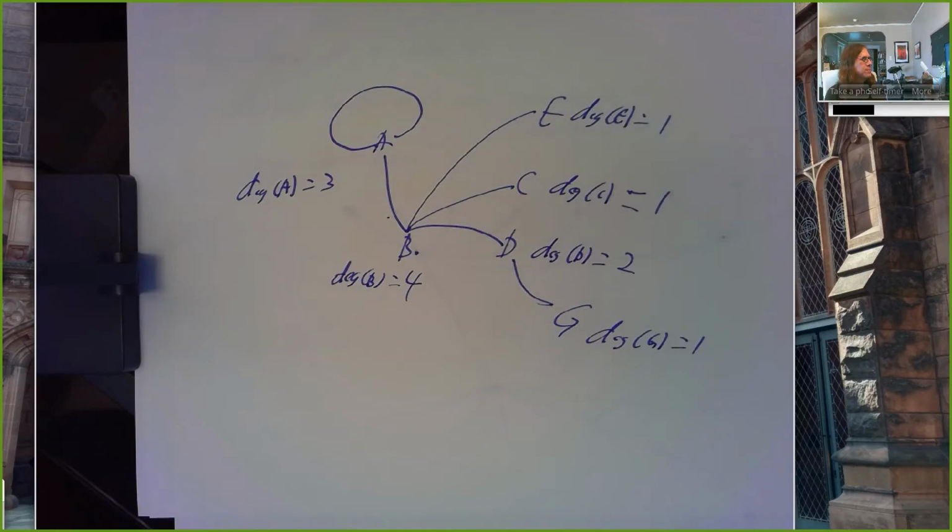Cool. Why does A have a loop but C doesn't? Just because I didn't draw a loop there. This is a random graph. That's okay. Yeah, it's just a graph I made up. So C only has one edge coming out of it.